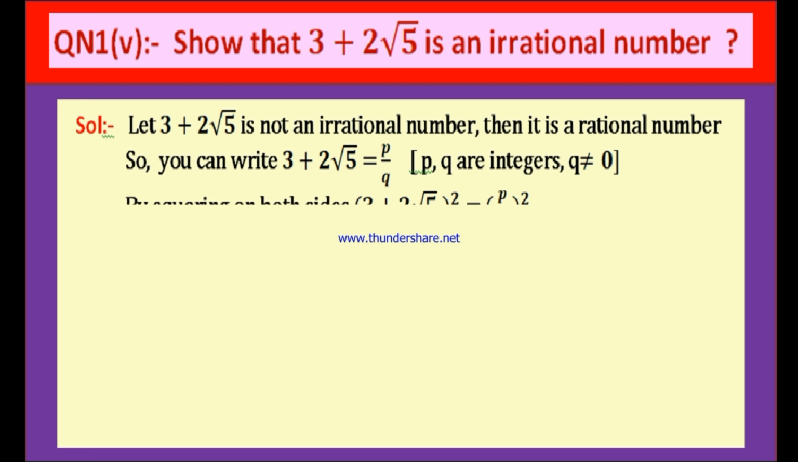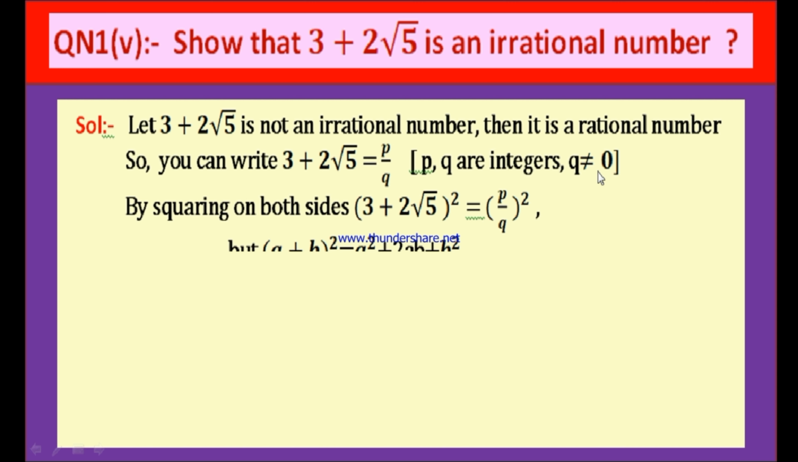Therefore, as it is a rational number, you can write it in the form of p by q, where p and q are integers and q is not equal to 0. Now square on both sides. LHS whole square is equal to RHS whole square. LHS is in the form of (a plus b) whole square. We know the formula: (a plus b) whole square is equal to a square plus 2ab plus b square.